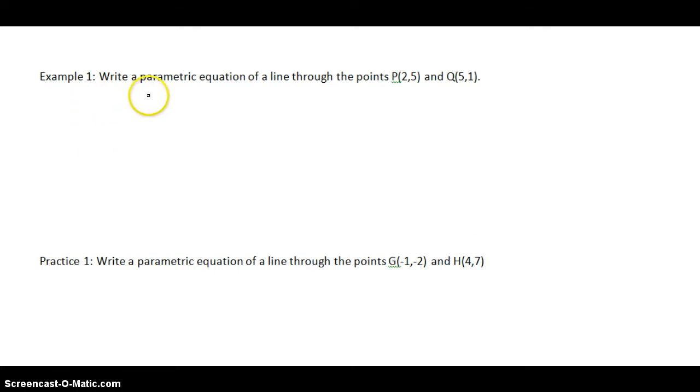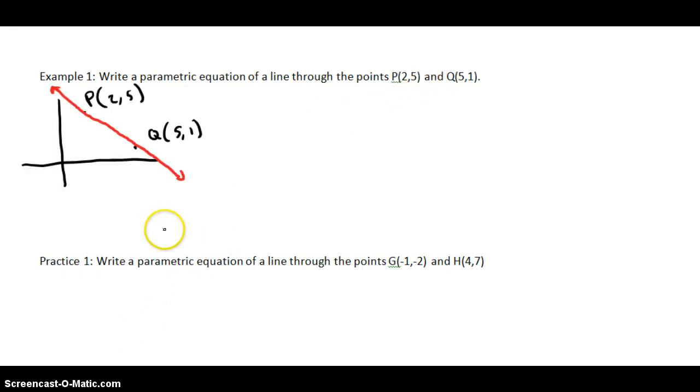So the first example says write a parametric equation of a line through these 2 points, (2, 5) and (5, 1). So I'm going to start off by making a sketch. And so there's my sketch, and we're going to basically write an equation of the line through this. Remember, a parametric equation has a direction or an orientation. We aren't told anything about that, so we can make it whichever way we want. Let's have it go down and to the right.